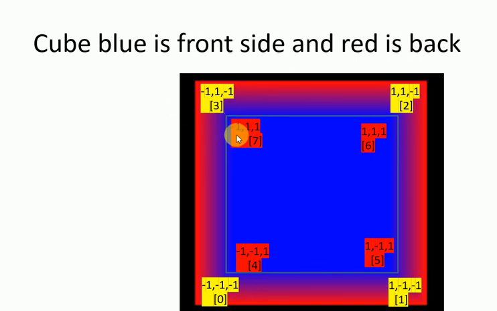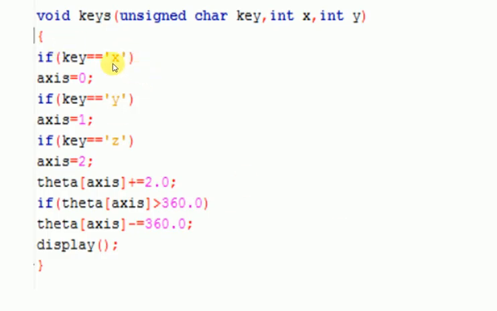So here, vertices 0, 1, 2 and 3 are the back part of the cube that is seen, and 4, 5, 6, 7 are the front part of the cube that is seen. Now if x is selected, axis is 0 and it is rotated about the x-axis, and if y is selected, axis is 1 and it is rotated about the y-axis. That means y becomes 1 and the angle theta is given to x and z. It is rotated about the z-axis when axis is equal to 2, with theta incrementing by 2 degrees.